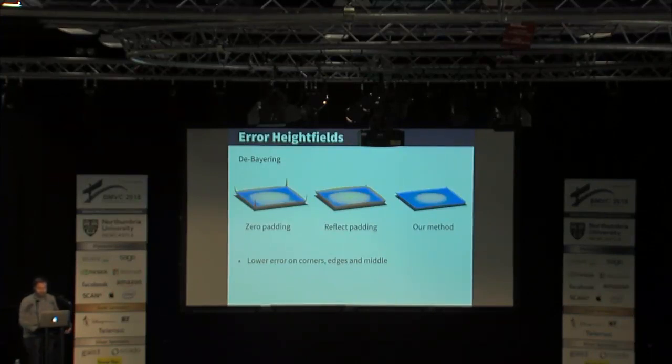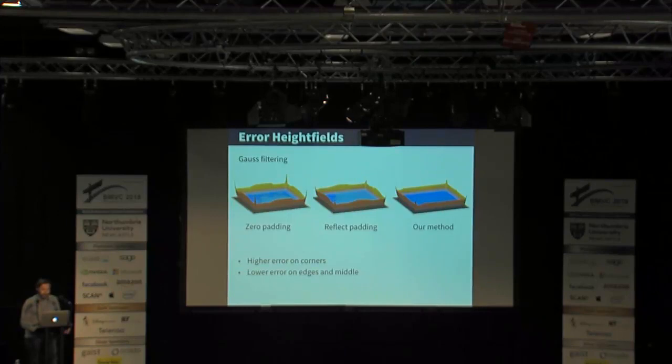These height fields represent the average error distribution for a specific task. As we can see for the Bayer task shown here, we observe an improvement both at the boundaries and the inner part of the image. While for the colorization task, for example, we can hardly tell reflect padding and their method apart. We theorize that this has to do with the type of filters that each of the different applications require. Finally, we show the error maps for the Gauss filtering example, and once again, we can see an overall improvement both at the boundaries and in the inner part of the image.